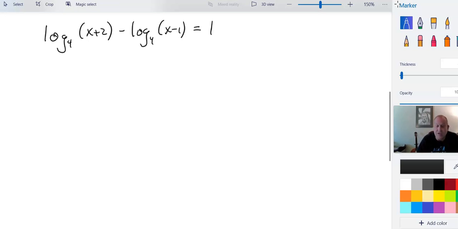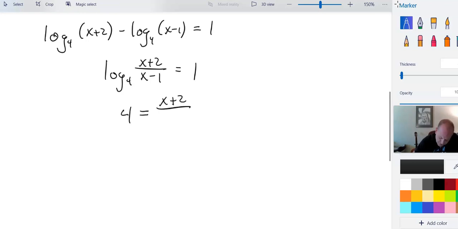Now I have a subtraction here, because remember my goal is to get everything down to one log on each side, unless there's no logs on one side. But this is a subtraction, which means this is the same as log base 4 of x plus 2 over x minus 1. And that's equal to 1. Okay, so if we want to solve this, that means 4 to the first power is equal to x plus 2 over x minus 1.